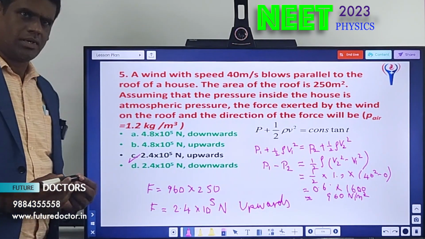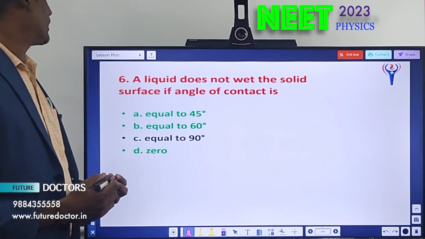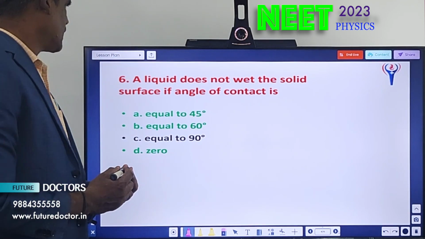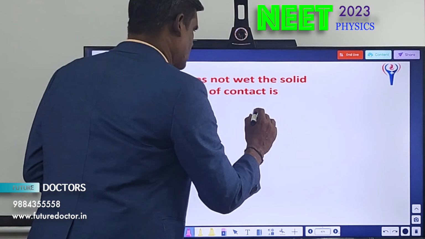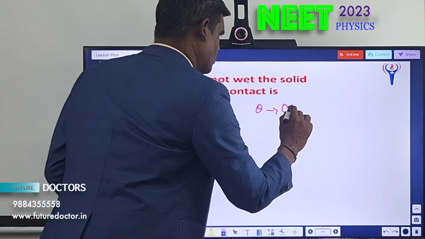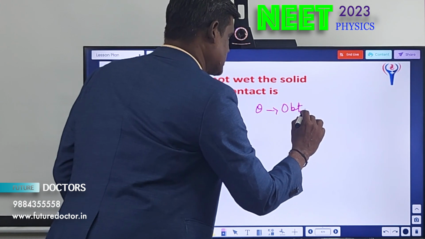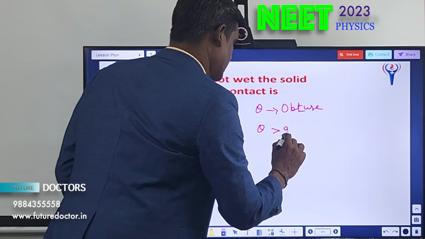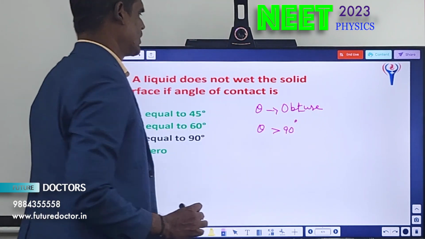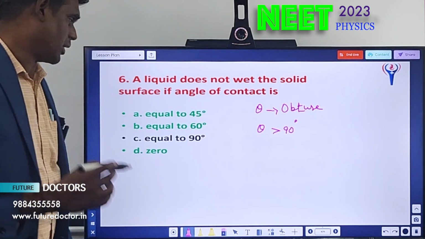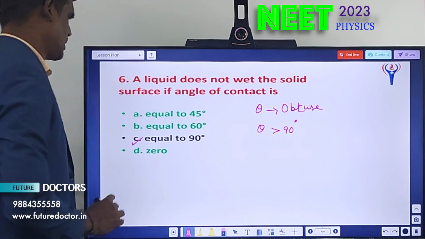Let's move to question number 6. A liquid does not wet the solid surface if angle of contact is dash. That is, if angle of contact theta is obtuse. Obtuse means theta value is greater than 90 degree. Then only it will not wet the glass. Best example is mercury. Option C.